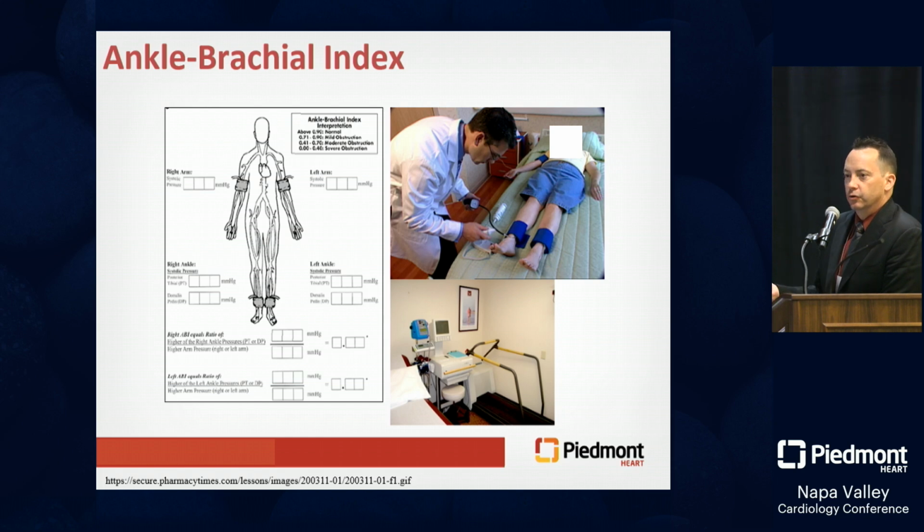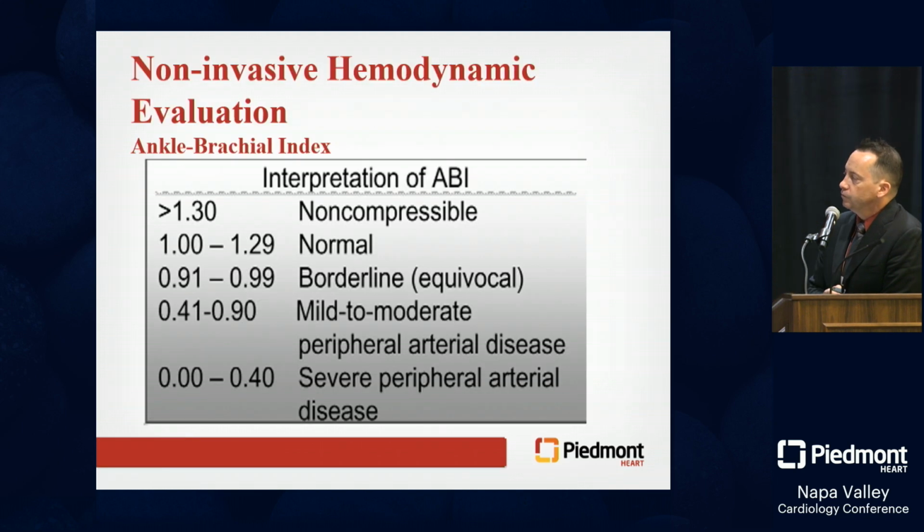A good slide to look up on how to measure which numbers to use. ABI, if you look at the non-invasive measures, normal is about 1 to 1.3. There's a U-shaped curve here, and we'll talk a little bit about that, secondary to pseudo calcification of the intima, or the media, I should say. And really less than 0.9 is abnormal here.